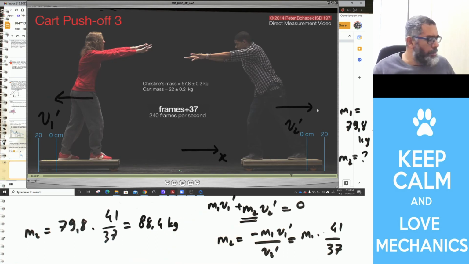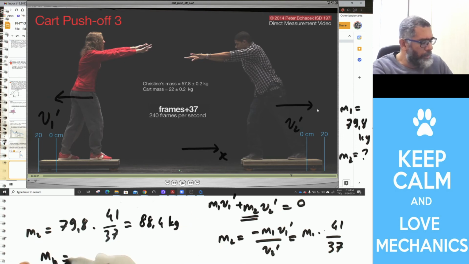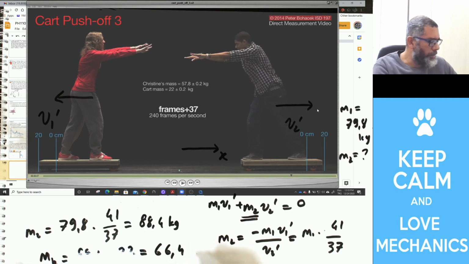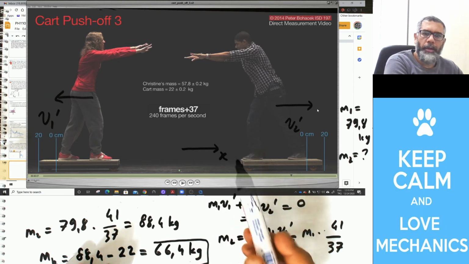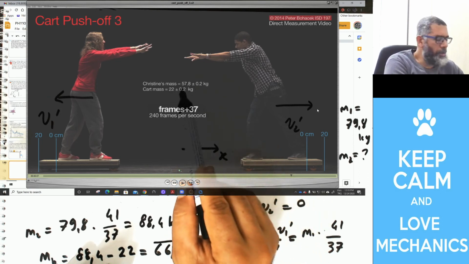Okay. So this is the mass of the boy plus the cart, but the cart mass is 22 kilograms. So the mass of the boy is going to be 88.4 minus 22. It is going to be 66.4 kilograms. So you see, we just figured out the boy's mass to be 66.4. The girl's mass is 57.8.